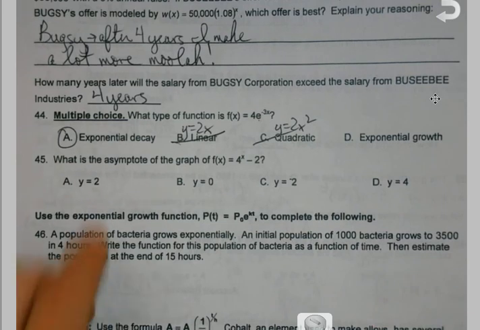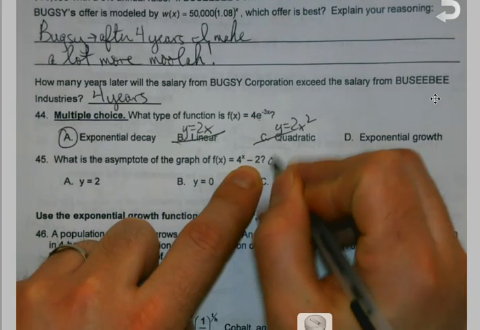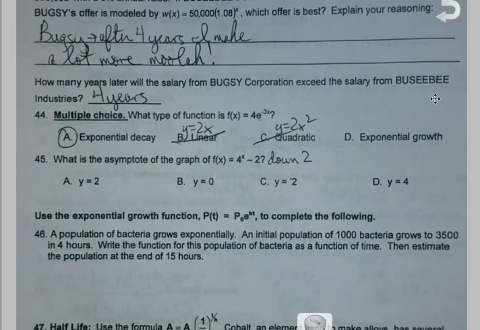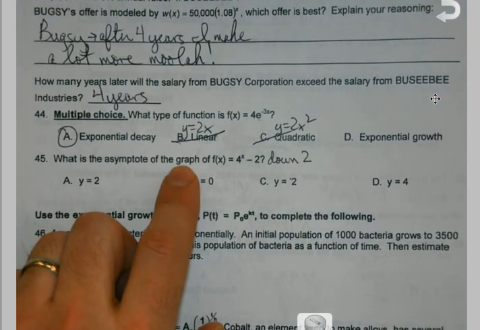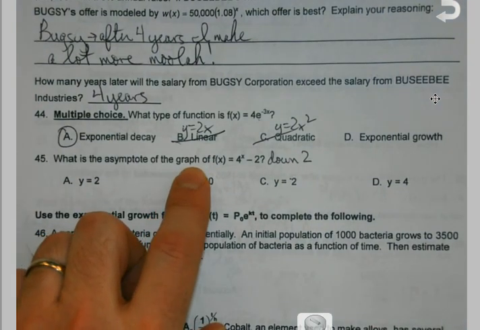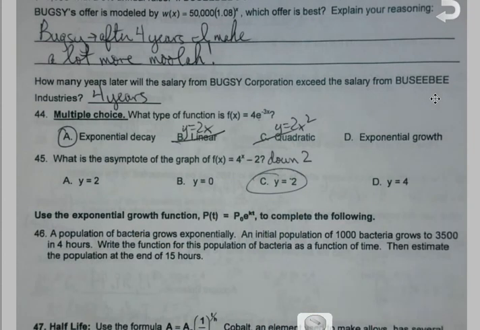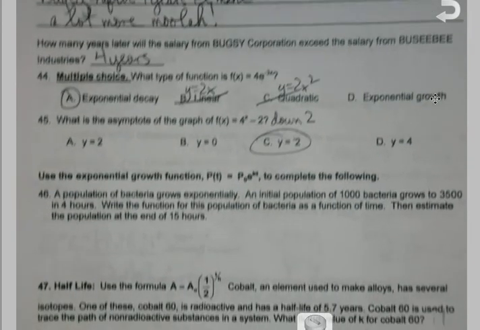Okay. What's the asymptote of the graph? If you understand the shift, normally this would have an asymptote at y equals 0, but moving down, it puts it at negative 2. Could I put it into the calculator and then see what value y is approaching? Sure. But if you want to look a little bit quicker, that's an idea.